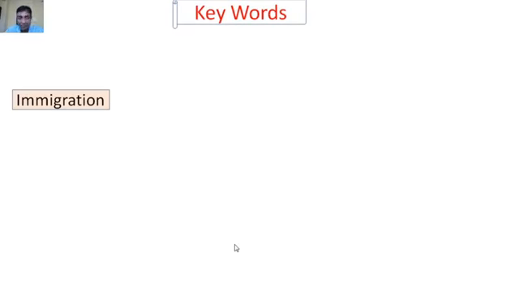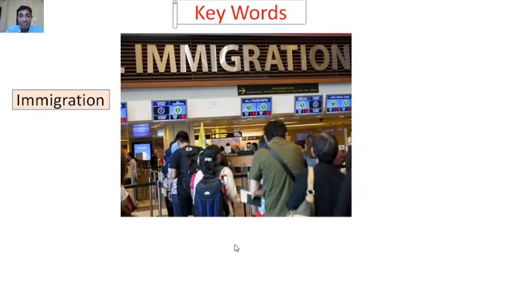Finally, immigration. Look at the picture. This is the picture of an immigration room. Some people are standing in front of the room. So what do you mean by immigration? Yes, immigration means to move from one country to another, or immigration also means the place at an airport where government officials check the passport, visa, etc. of the people entering that country.